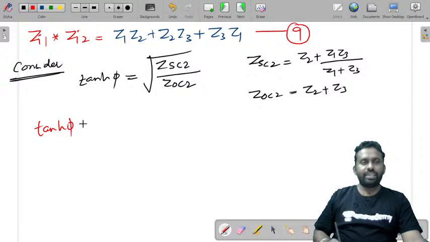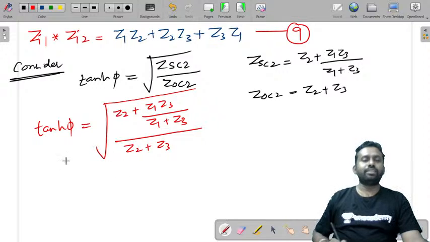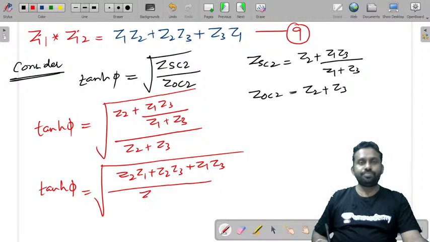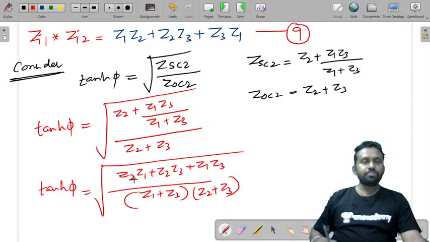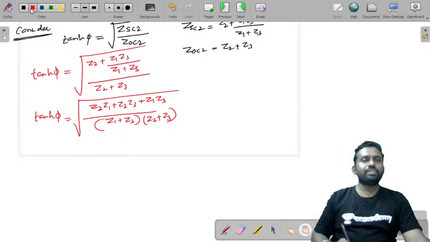So tan h phi is equal to under root of Zsc2, that is (Z2 plus Z1 Z3 by Z1 plus Z3), by (Z2 plus Z3). Now write this as tan h phi is equal to under root of (Z2 Z1 plus Z2 Z3 plus Z1 Z3) by (Z1 plus Z3) into (Z2 plus Z3). You get tan h phi like this. Now first we'll square this, that will be easy. So let us try to square this.